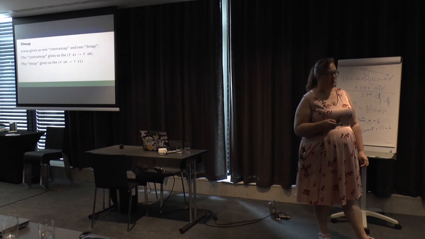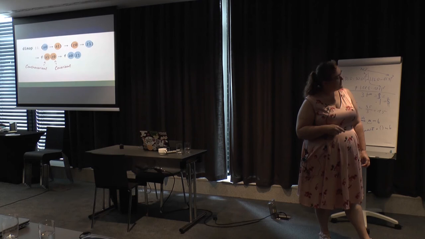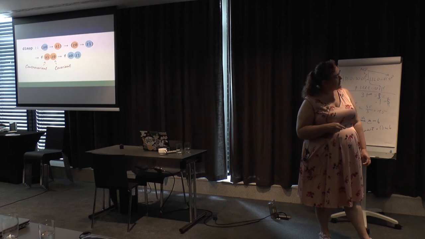So this here is the contravariance. The contravariant argument, I guess you would say. I don't think that's the technically accurate way to say that. And this one is the covariant one. So we say that profunctors are contravariant in their first argument and covariant in their second one.